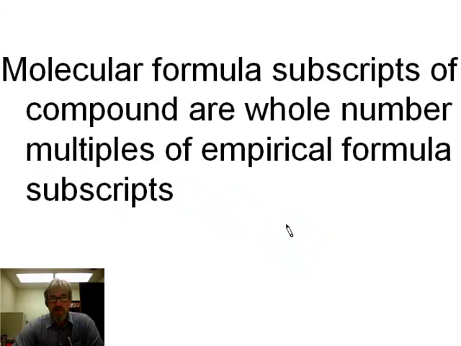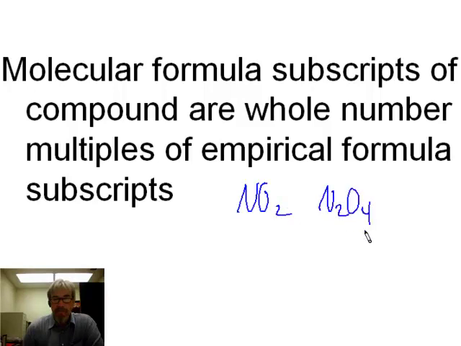However, we do know that molecular formula subscripts are always going to be whole number multiples of the empirical formula subscripts, like we saw in the last example I just had up here, NO2 and N2O4. Double the 1 here and you get a 2. Double the 2 and you get a 4. We could have another compound, N3O6, that would also have the same empirical formula, but here it's tripled, and you could keep going, theoretically.